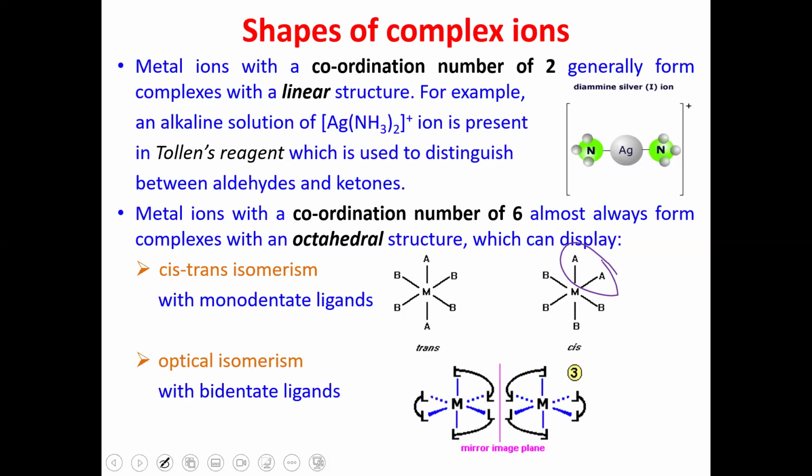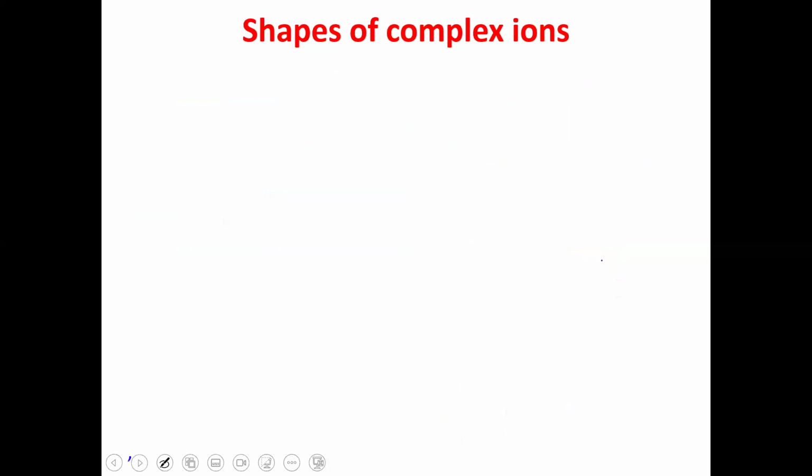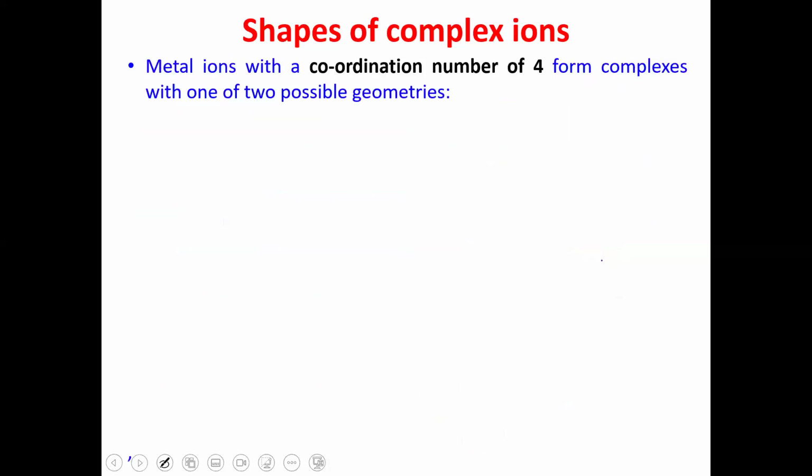This is again a very difficult thing. So people memorize this general shape. And again the rule is the same, that optical isomers are those which are mirror images. And we continue with the shape for coordination number 4.